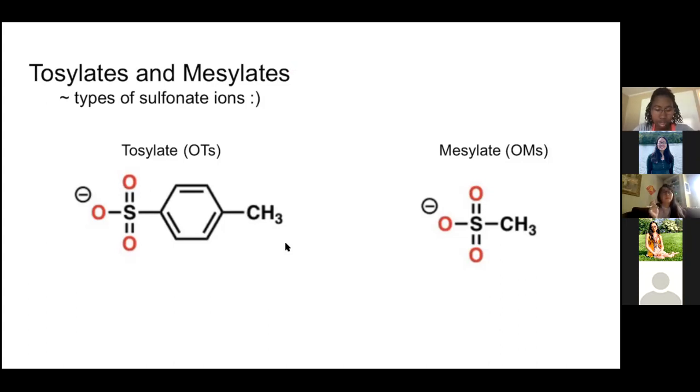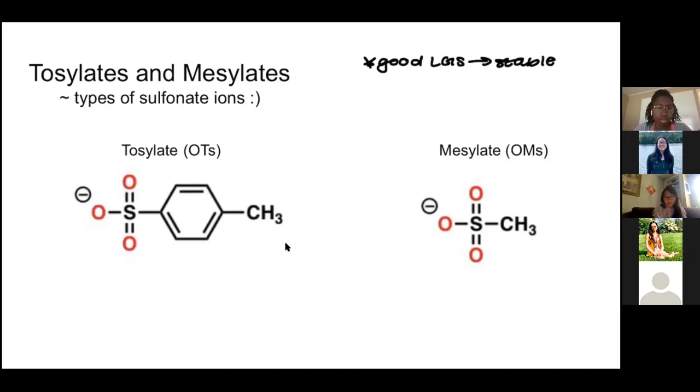But we talked about qualities of good leaving groups earlier, and we noted that good leaving groups tend to be stable after they have left. So let me write that down. We want our good leaving groups to be stable. And so tosylates and mesylates are going to be 2 pretty stable leaving groups. I'm going to go ahead and give you a few seconds to think about why, and I will tell you.